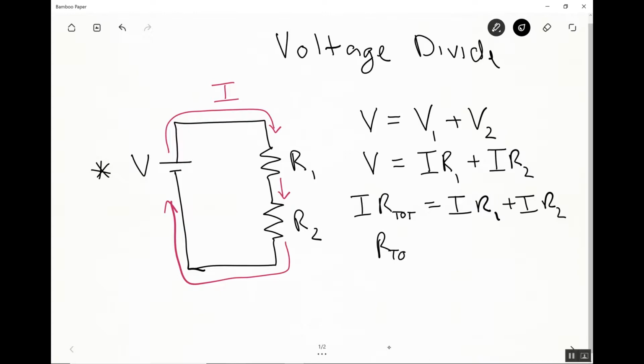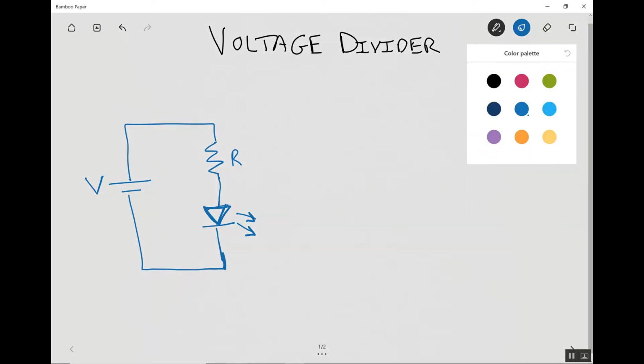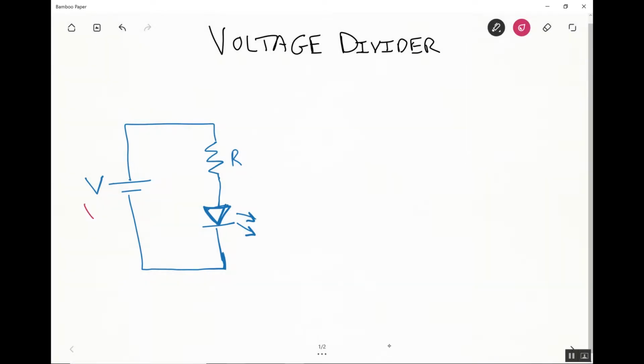Now, we can take this a step further, in that we know from Ohm's law that V equals I times R. So each of these V's can be written as an I times an R. So V1 can be written as the current through resistor 1 times R1, I R1. And V2 can be written as I R2.